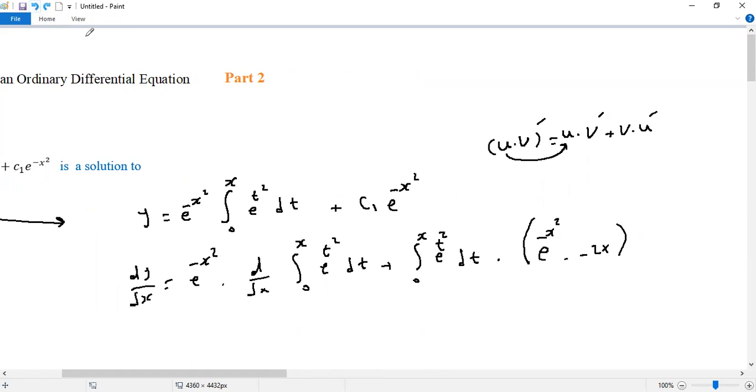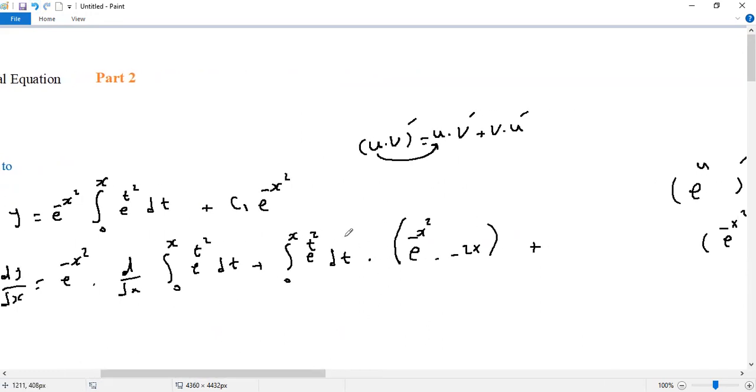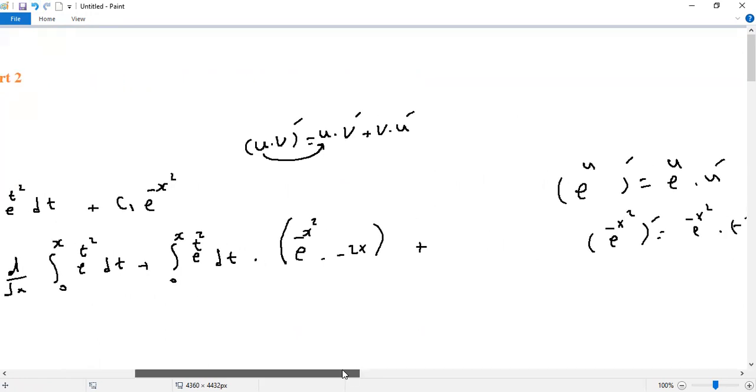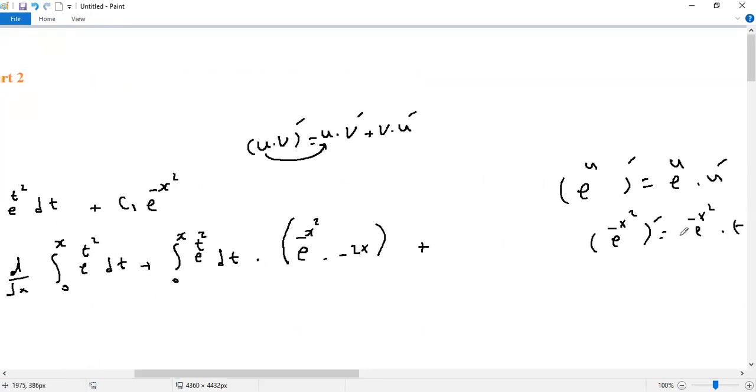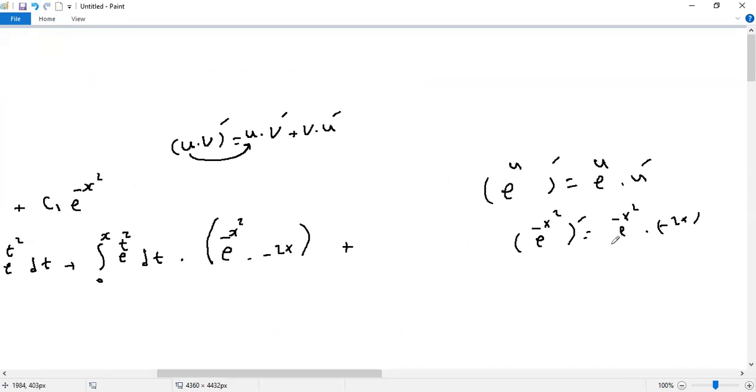Then plus the derivative of c1 e to the power minus x squared. The derivative of e to the power minus x squared is, as we said, e to the minus x squared, the same, times the derivative of the power, negative 2x. And we have c1, so it will be minus 2 c1 x e to the power minus x squared.